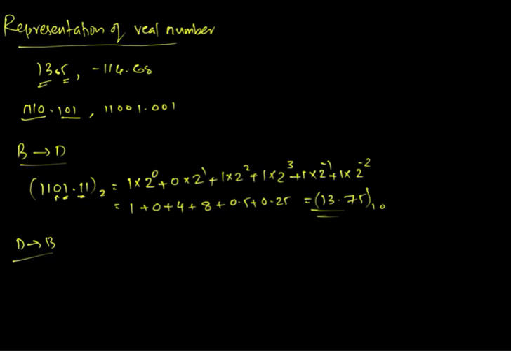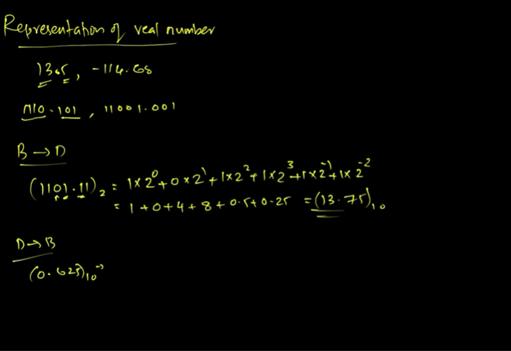For example, suppose we consider 6.625. This is a decimal fractional number, and we want to convert it into the corresponding binary number. For that we have to repeatedly multiply it by 2, note down the integer part obtained in each multiplication, and take only the fractional part for the multiplication in each step.